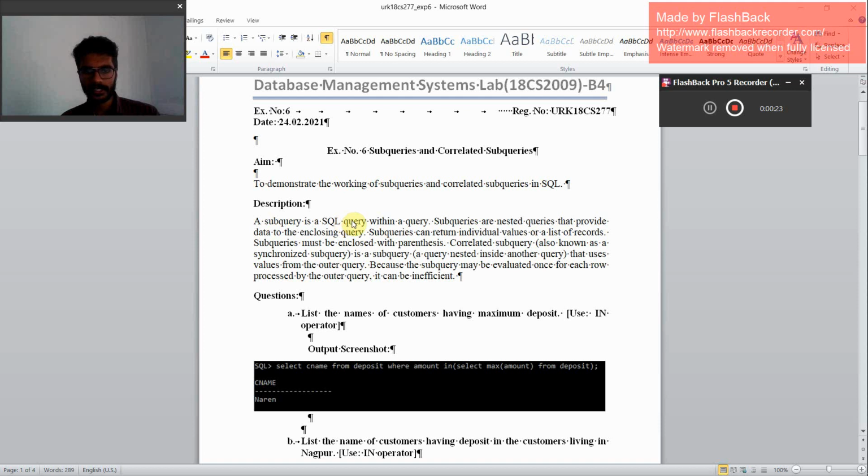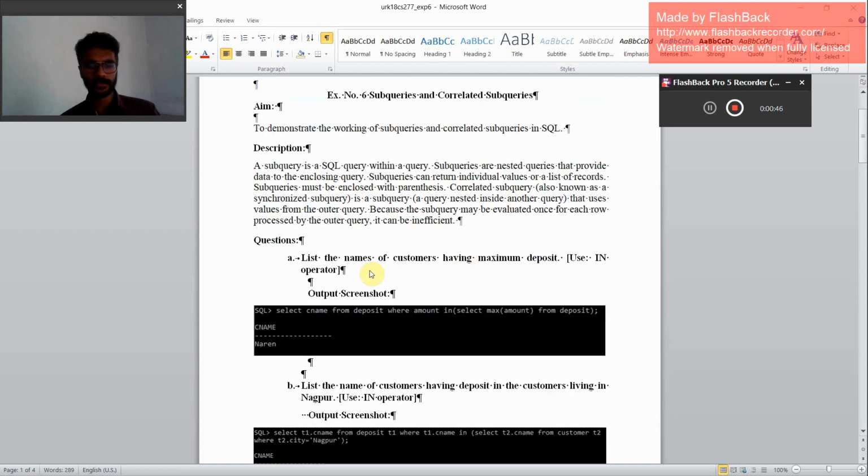A subquery is an SQL query within a query. Subqueries are nested queries that provide data to the enclosing query. Subqueries can return individual values or a list of records. Subqueries must be enclosed within parentheses. A correlated subquery, also known as a synchronized subquery, is a subquery that uses values from the outer query.